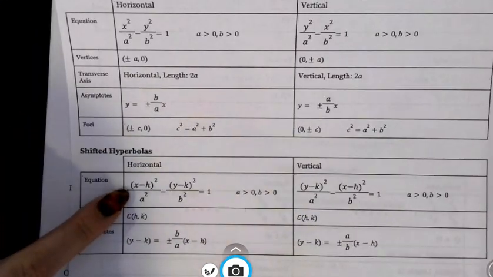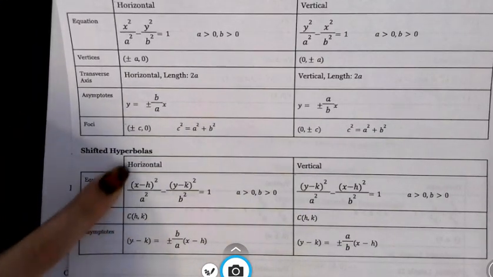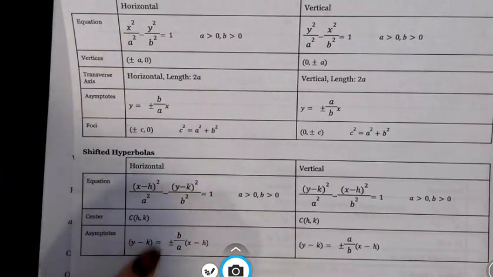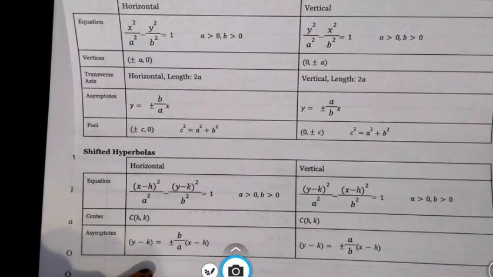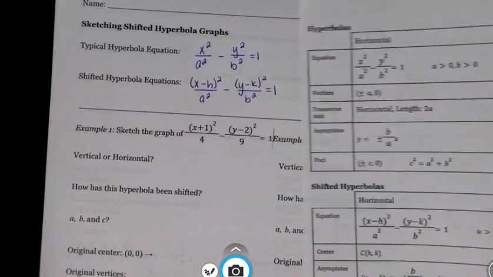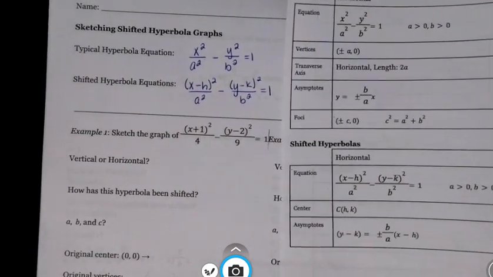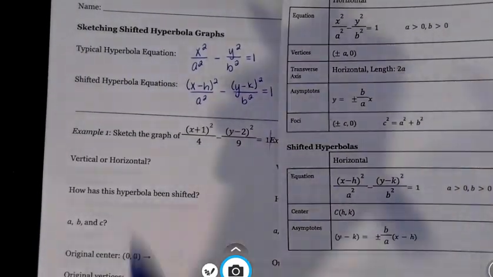So if I scoot this up here, my x is listed first, so it's in the horizontal column. So that's where I'm going to be looking when we are doing this problem. So I'm just going to slide this over so I can still kind of see it while I'm doing it. So we know it is horizontal.